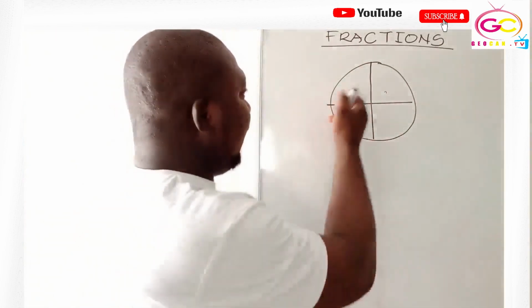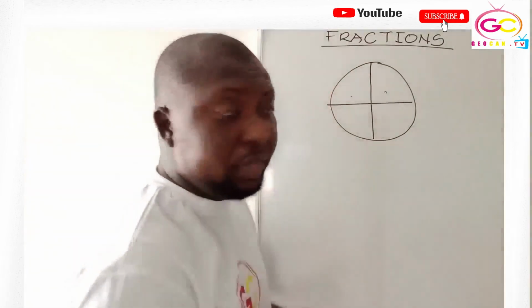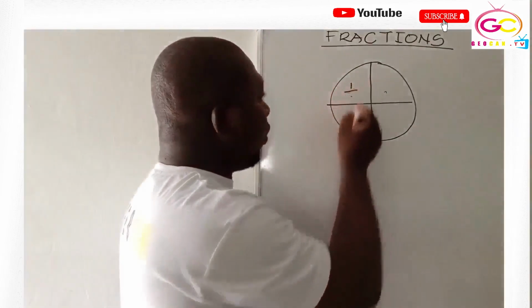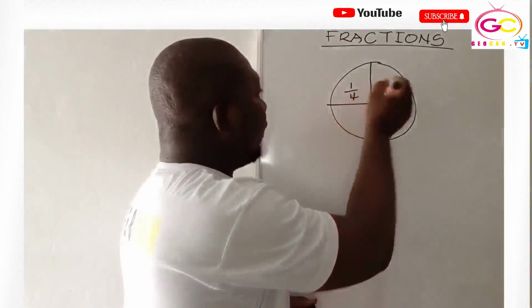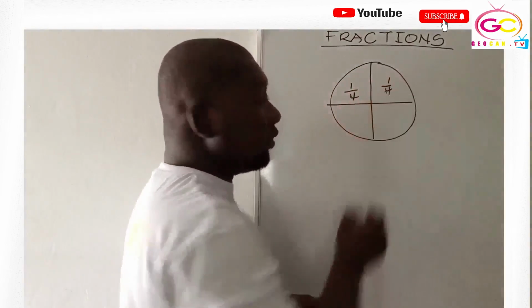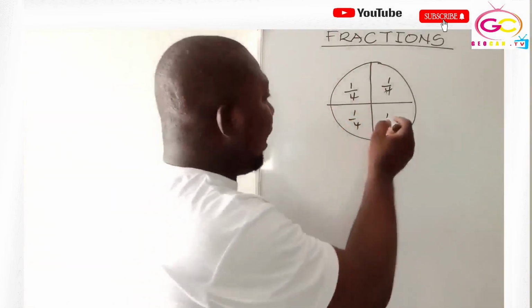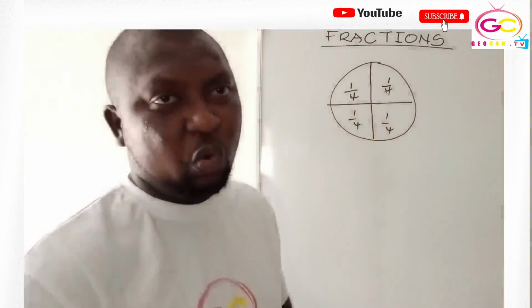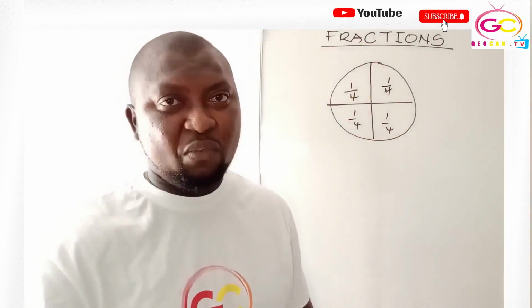So as I'm saying, each part is a fraction, right? So each part will be 1 out of what? We have 1, 2, 3, 4. So it's 1 out of 4. This will also be 1 out of 4. 1 out of 4. Good. This is easy. This is the basis of fraction.